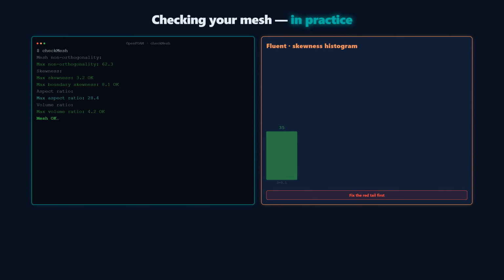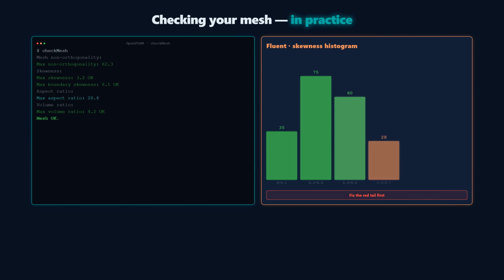In ANSYS Fluent, the mesh quality panel gives you orthogonal quality and skewness histograms with color-coded ranges. You can select and highlight cells below any threshold, incredibly useful for hunting down problem regions. Regardless of your tool, the workflow is the same. Generate the mesh, check the metrics, fix the worst cells, and repeat until every cell passes. Never run a simulation on a mesh you have not inspected.